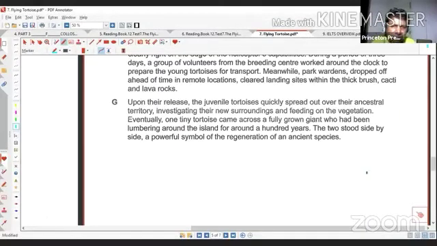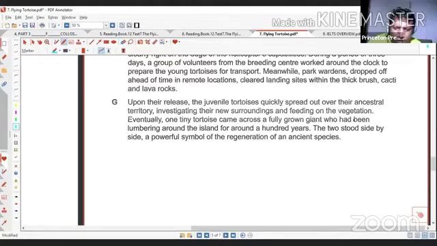Upon their release, the juvenile tortoises quickly spread out over their ancestral territory, investigating their new surroundings and feeding on the vegetation. Eventually, one tiny tortoise came across a fully grown giant who had been lumbering around the island for around 100 years. The two stood side by side, a powerful symbol of the regeneration of an ancient species.